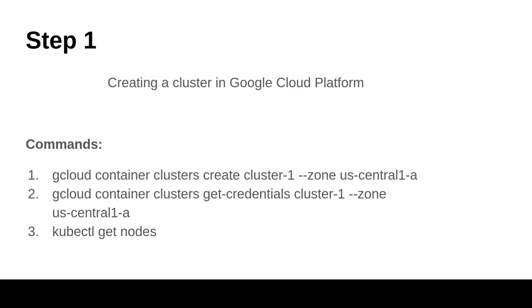So step 1, we need to create a cluster in GCP. The cluster contains the master and the worker nodes for Kubernetes. The first command creates a cluster named cluster1 in the zone us-central1-a, and this particular command will get the credentials. This is not required, but it can be used. And kubectl get nodes will display all the nodes present in the cluster.